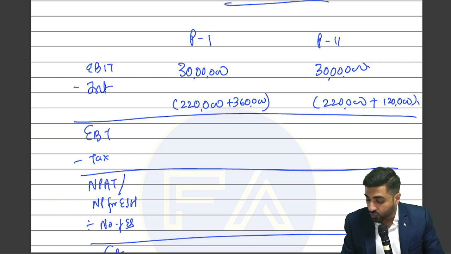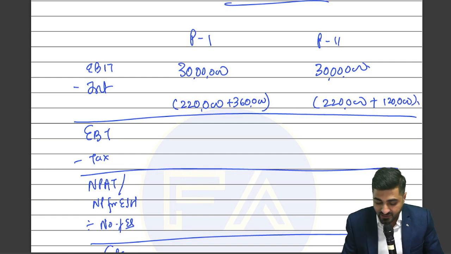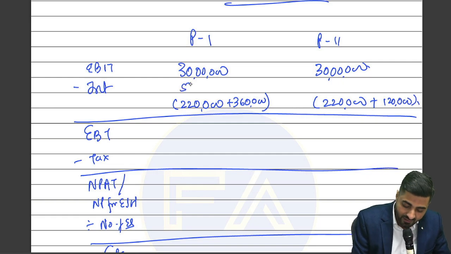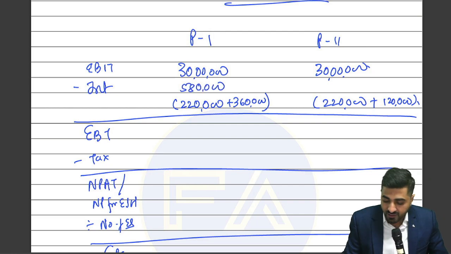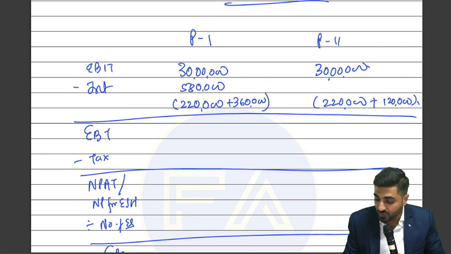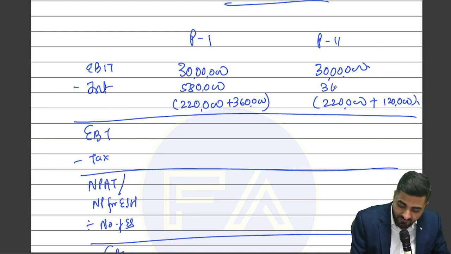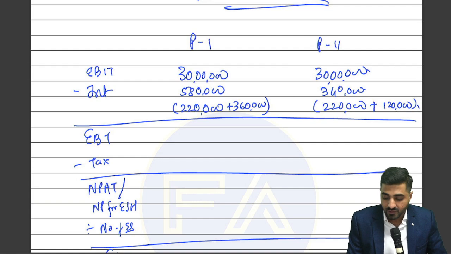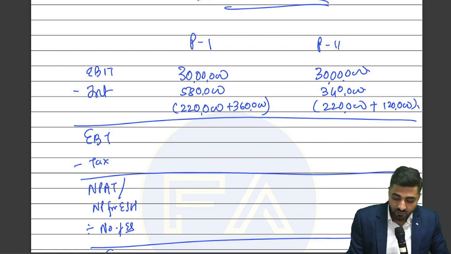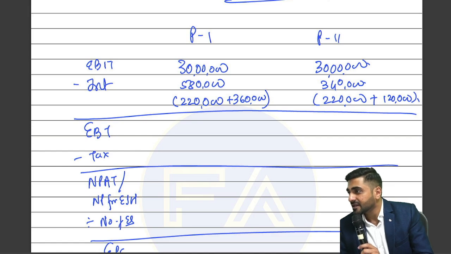This will now be 2 crore 2 lakh 20 plus 3 lakh 60. It will be 5 lakh. One will be 2 lakh 20 plus 1 lakh 20. It's going to be 3 lakh. Correct? Old interest plus new interest, right?